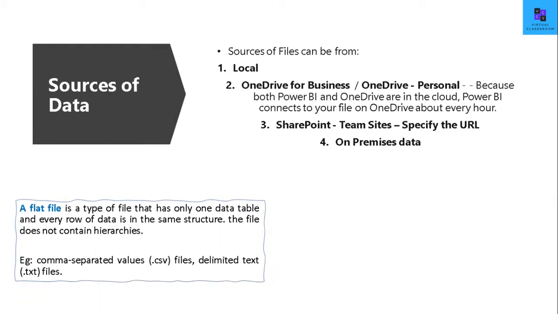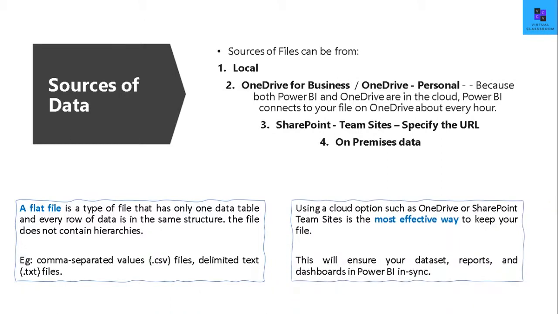It's very important to know about the term flat file. It's a type of file that has only one data table, and every row of data has the same structure. For example, your CSV and text files are called flat files. It's also very important to know that using a cloud option is a very effective way to have your data. In that way, your data set, your reports and dashboards, everything is in sync.